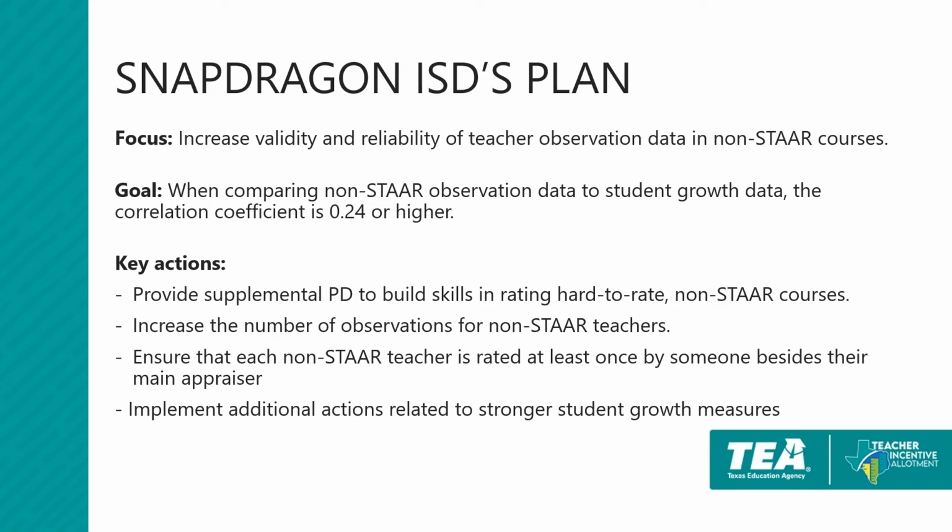The key actions they've planned to drive this goal are to provide supplemental PD to build skills in rating hard-to-rate non-STAR courses. They plan to increase the number of observations for non-STAR teachers. They also plan to ensure that each non-STAR teacher is rated at least once by someone besides their main appraiser. And then finally, they also plan to implement additional actions related to creating stronger student growth measures.